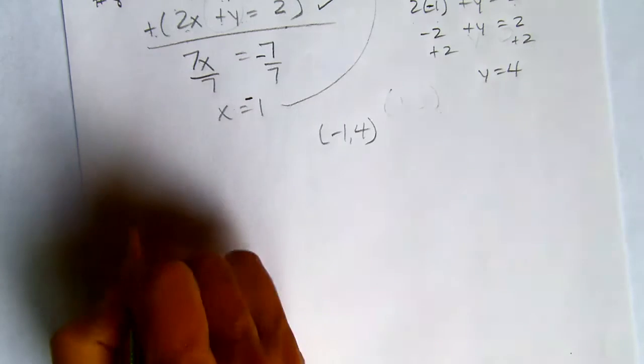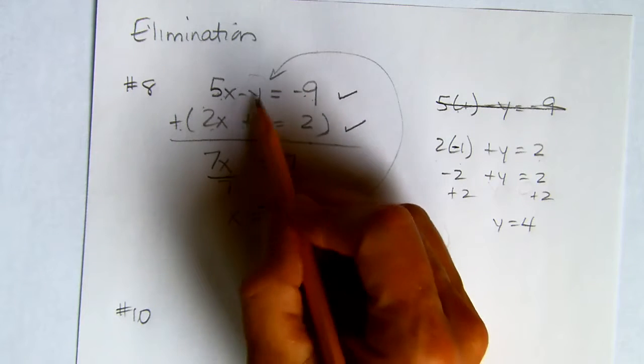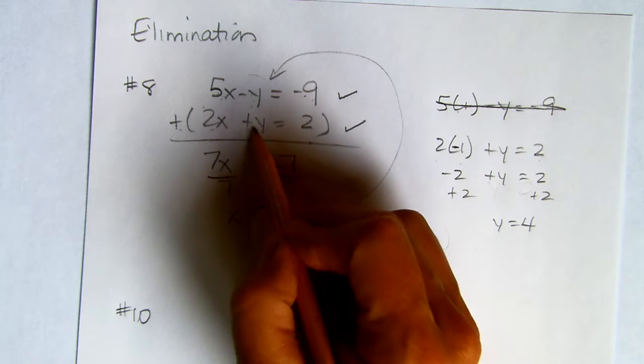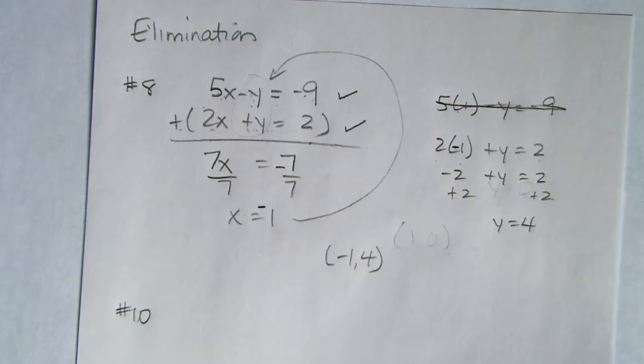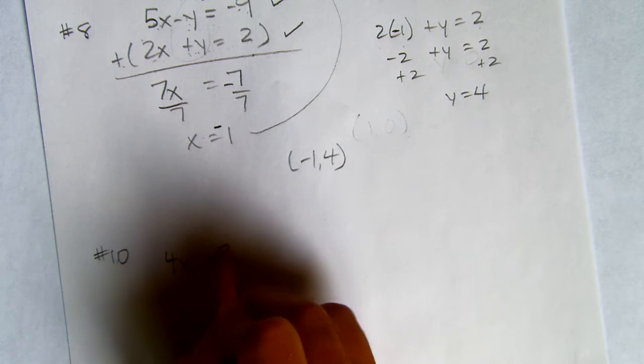So that was number 8. The y's readily canceled. They had the same coefficient. They each had a 1, and they were opposite signs. About as straightforward as it gets.